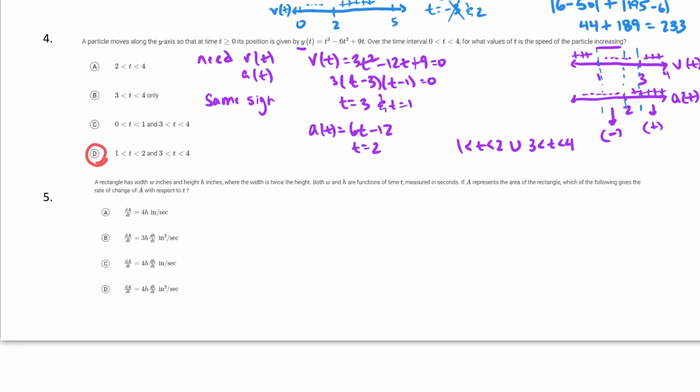Over here, it says a rectangle has width W inches and height H inches, where the width is twice the height. Both W and H are functions of time measured in seconds. A represents the area of the rectangle, and the following gives the rate of change of A with respect to t. So we need to find dA/dt. And we are given some info, and here's what we are given. We are given that the width is related to the height because it's twice the height.